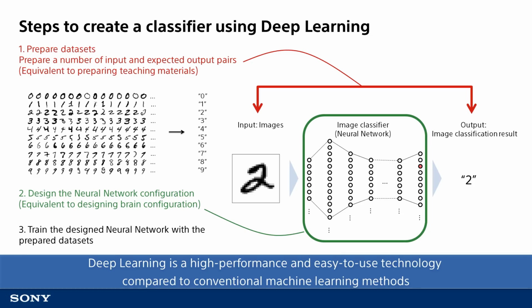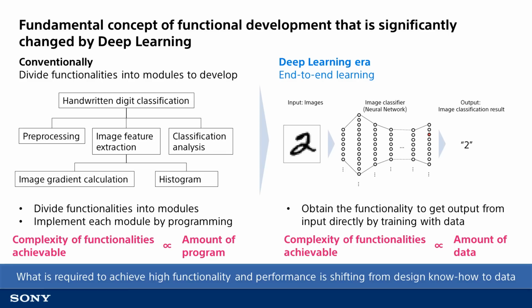The ease by which we now create new technologies is part of the reason why performance is so much higher in comparison with conventional machine learning technologies. Deep learning is a technology that enables us to easily create classification systems. The fundamental concept of functional development is undergoing significant change because of the ability with deep learning to create classification systems more easily and with significantly better performance over conventional programming.